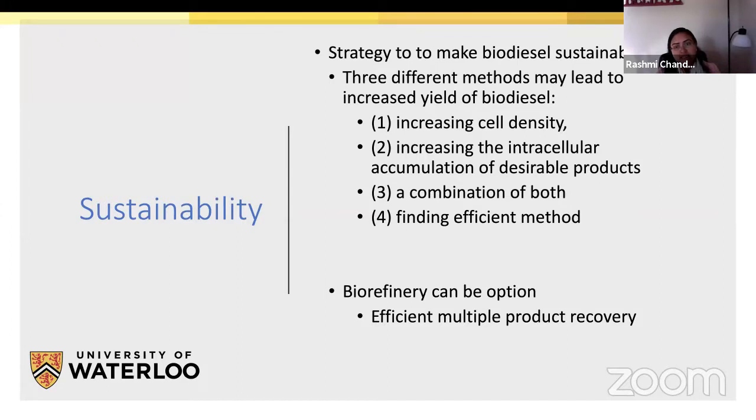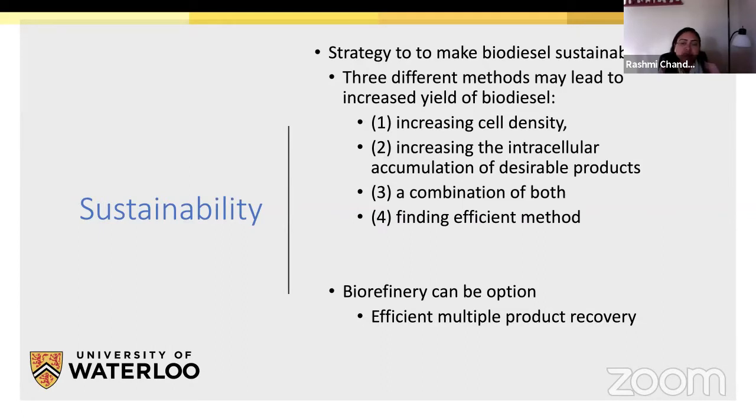And second, you can increase the intracellular content of desirable products. For example, if you need any pharmaceutical active product, you increase the amount of that product, or you enhance the biodiesel content in it. And third can be both, which I will say is the best way: you increase the biomass and at the same time you increase the desirable content.